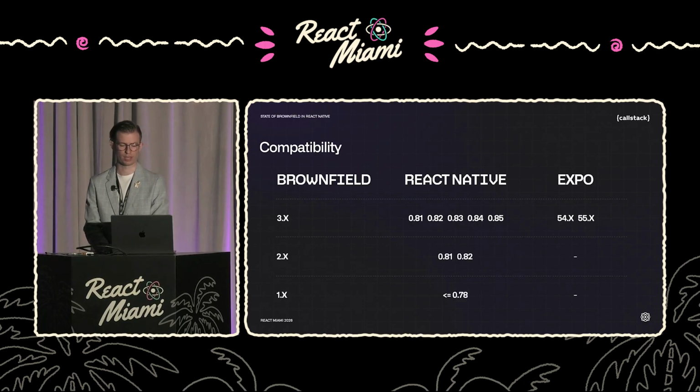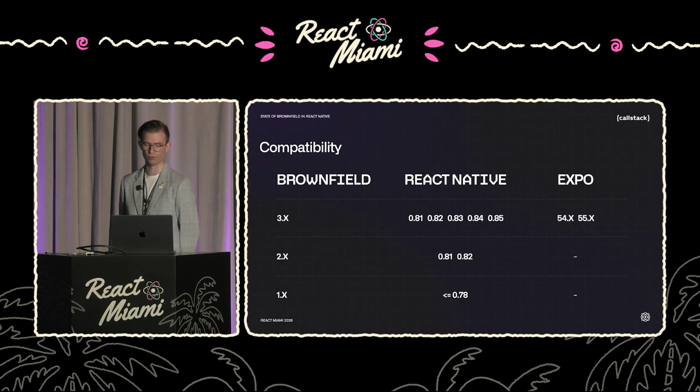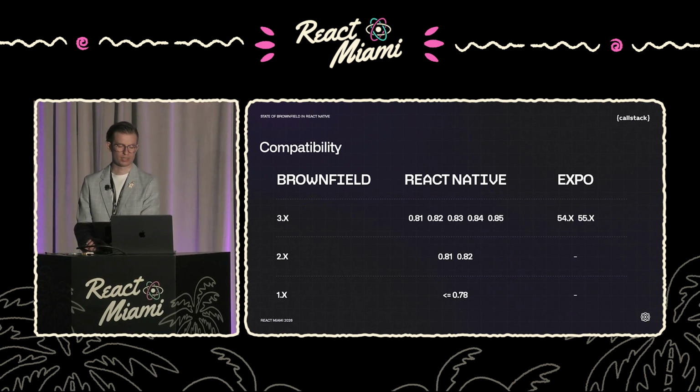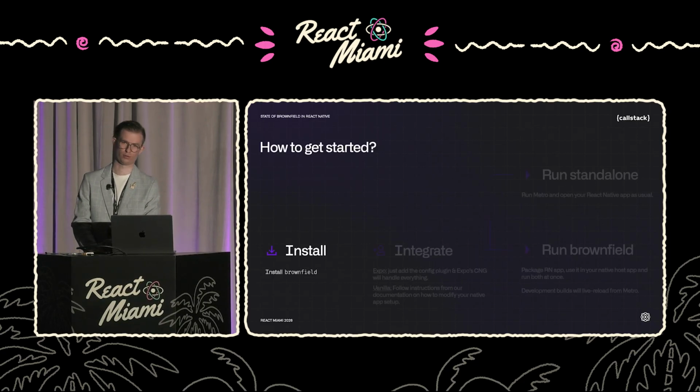Now I would like to iterate the compatibility aspect. So we have a few versions, actually, of the Brownfield library, because it has somewhat a long history. With version 3.x, we support React Native versions from 0.81 through 0.85, the newest one, and Expo 54 and 55. At least these are the versions that we test and currently maintain tests for. Version 2.x would support 0.81 and 0.82, and for older versions, you should use version 1.x. Or, of course, if you are still using such legacy React Native versions.